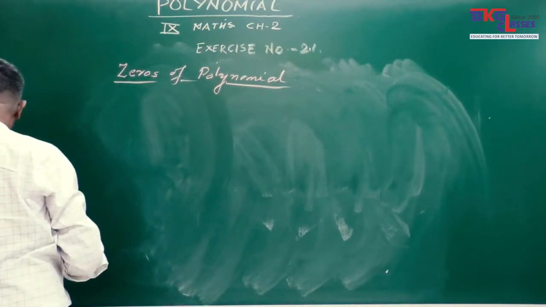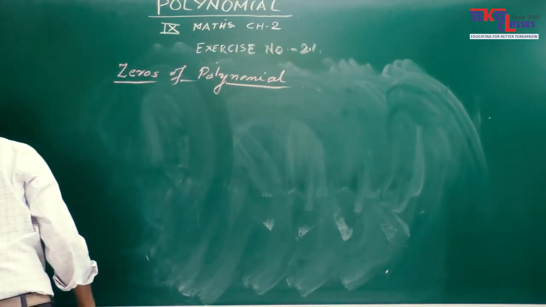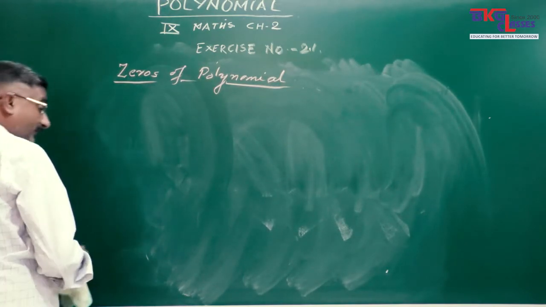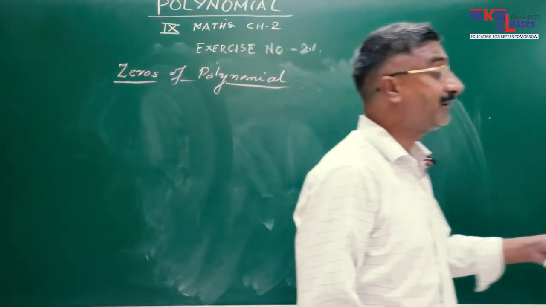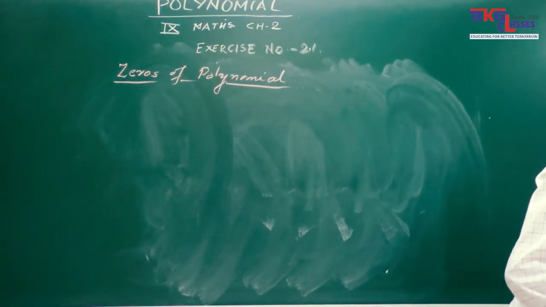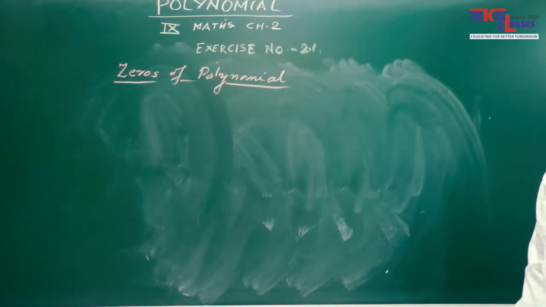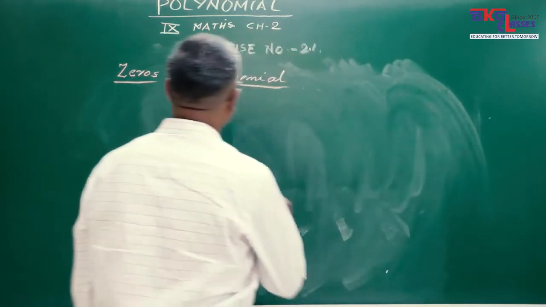Zeros of the polynomial. So we will start with the example, then we will come to the point what is the meaning of zero. Zeros of the polynomial. Consider the polynomial p(x) = 5x³ − 2x² + 3x − 2.